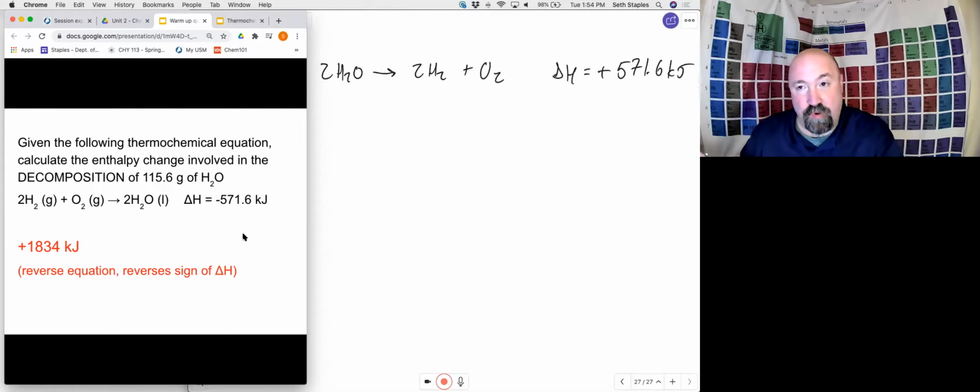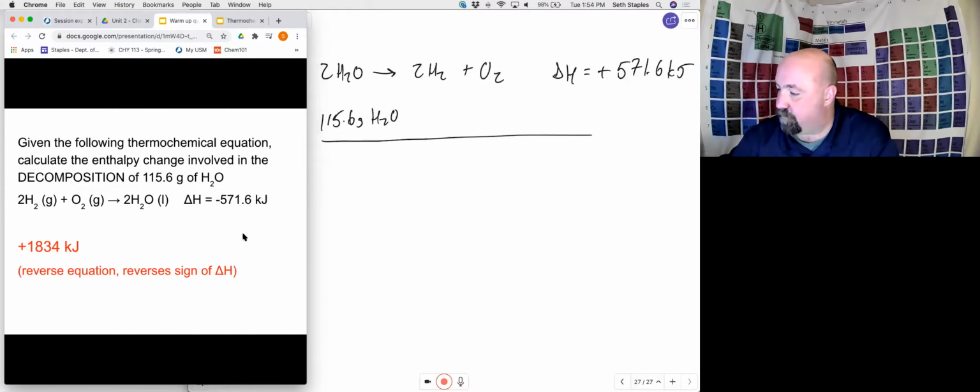Now that we have our new thermochemical equation, though, now we can just do the same process that we used in the last problem. 115.6 grams of H2O divided by the molar mass in order to convert to moles.